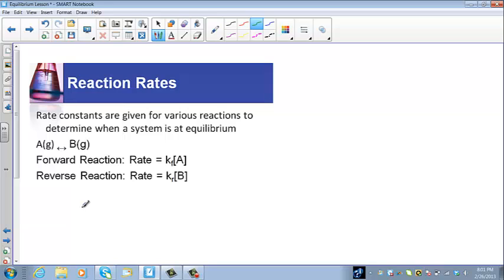Rate constants are given for various reactions to determine when a system is at equilibrium. So here we're using a generic species A in the gas state that changes into species B in the gas state. It's a reversible reaction. So if we were to write a rate, we would say rate equals Kf, the constant of the forward reaction, times the concentration of species A. For the reverse reaction, it would be rate equals the constant for the reverse reaction times the concentration of species B.